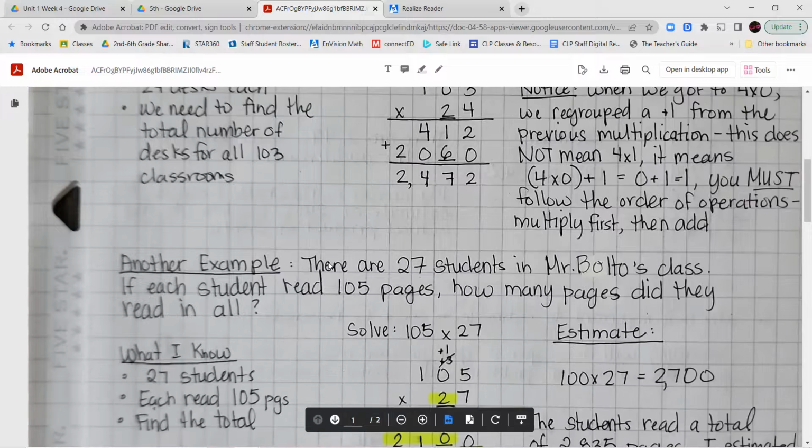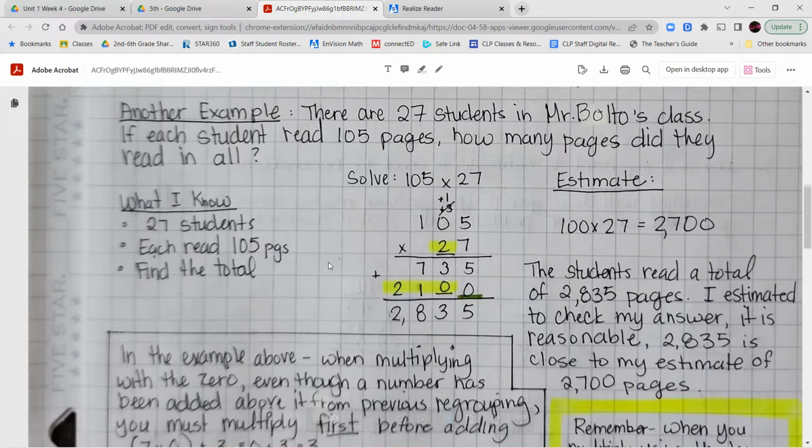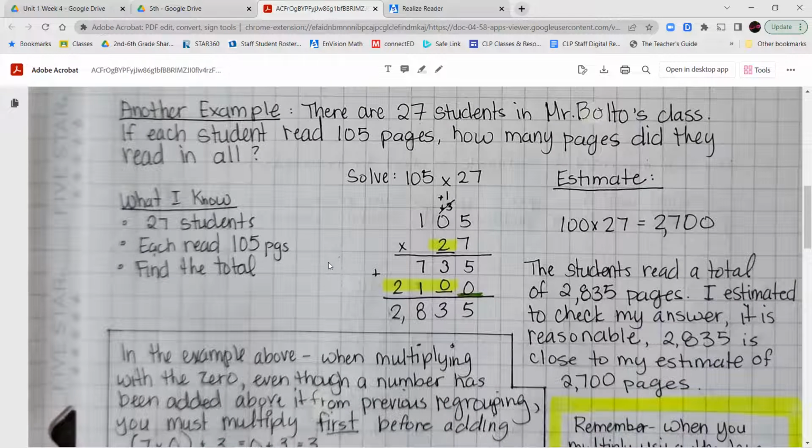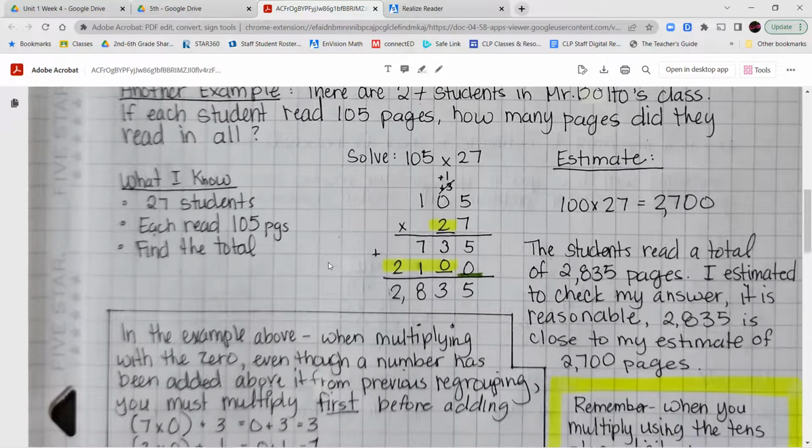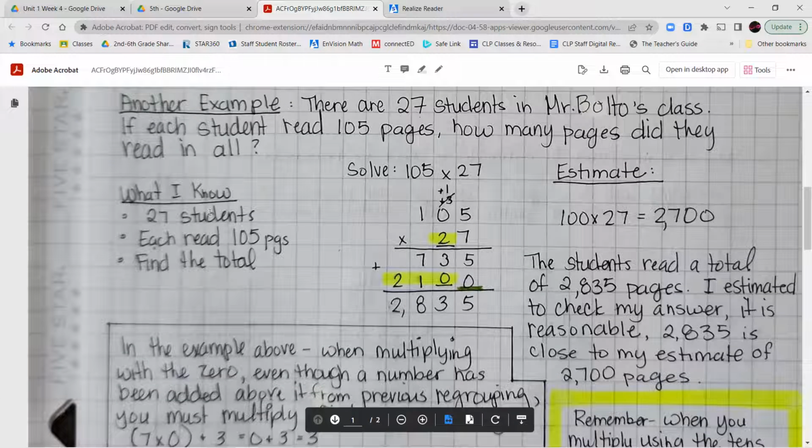Let's take a look at another example. This one says there are 27 students in Mr. Bolta's class. If each student reads 105 pages, how many pages did they read in all? So I know there are 27 students. I know that each one of them reads 105 pages, and I need to find the total.